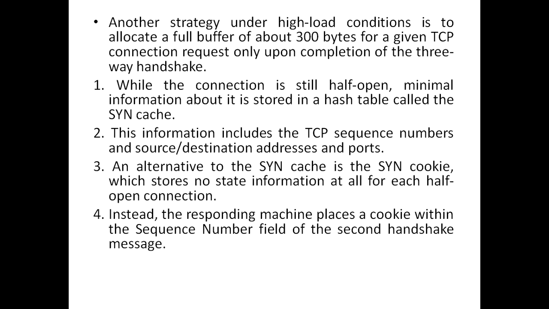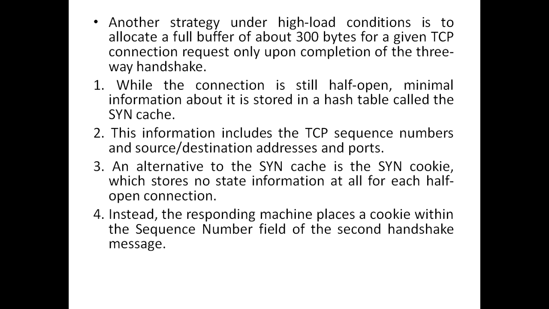So here the major task is that it has to complete the three-way handshake. If it is unable to complete it, then we'll come to know that it is a synchronization packet attack. So based on that, the request is going to be dropped. While the connection is still half open, minimal information about it is stored in a hash table called the synchronization cache. This information includes the TCP sequence numbers and source and destination IP addresses and port numbers.